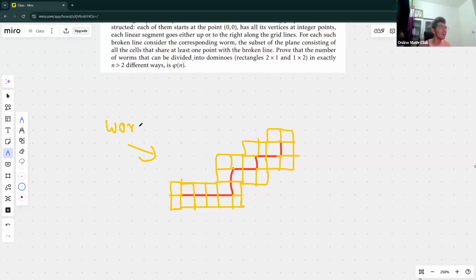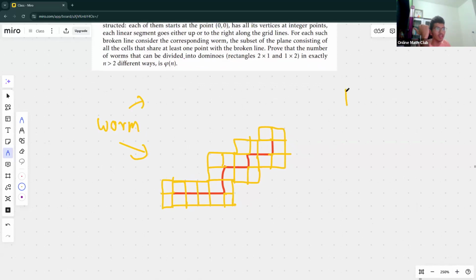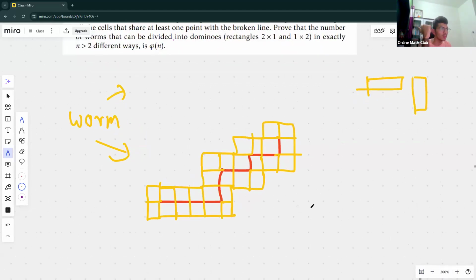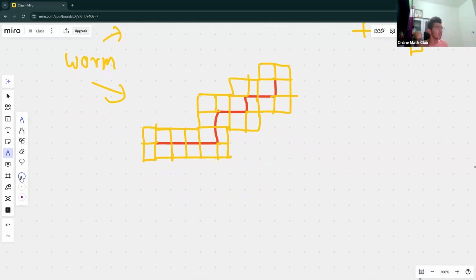Now what we have to do is count the number of ways to cover this with dominoes. Dominoes are like 2 by 1 pieces, and we have to cover the worm with them. So first of all, let's try an example. For this one, how can you cover it? Give me an idea. How should I cover this one?